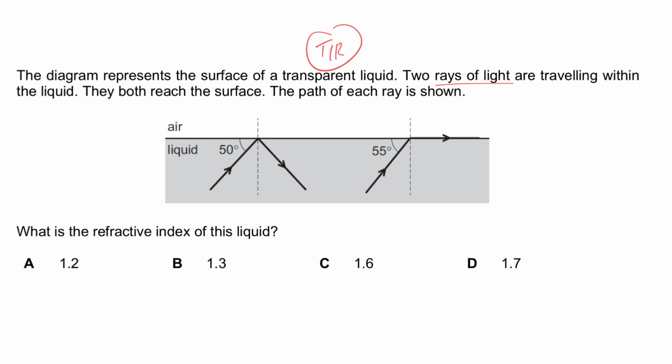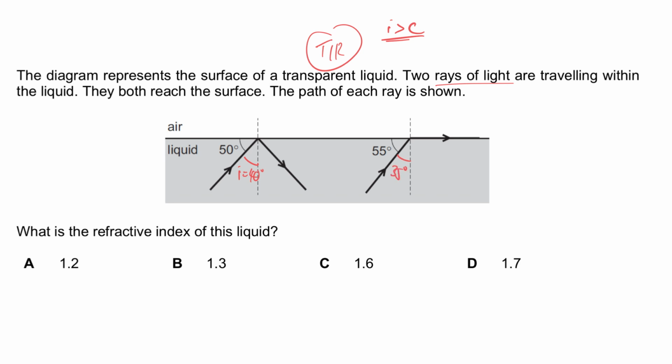This is one of the conditions. I hope you can still remember. The other condition is to check whether the i is greater than C. Alright, having said that, there are two diagrams here, and you must first of all be very careful. The angle 50 over here is not your angle of incidence. Always remember, the angle of incidence must be between the incident ray and the normal. So in this case, 90 minus 50, that will be 40 degrees. And in this case here, that will be 35 degrees.